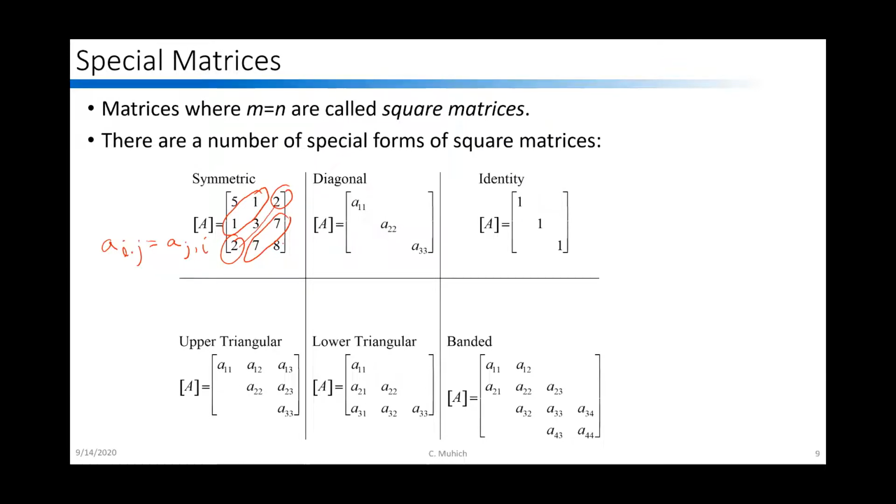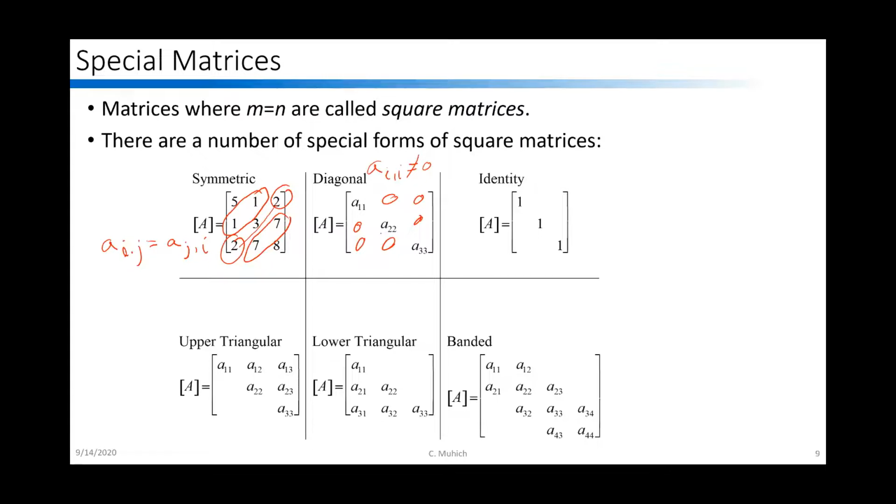The second type of special matrix is called a diagonal matrix. In this case, there are only numbers on that diagonal. The only non-zero entries are where a i,i can be not 0. This number could be 0, but all the other entries in this matrix are going to be 0.